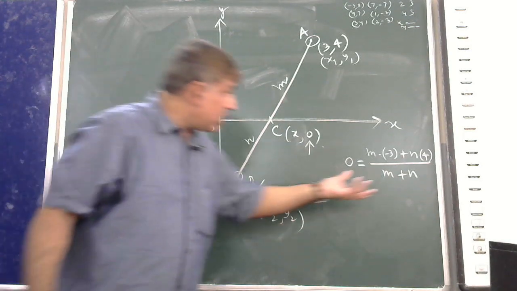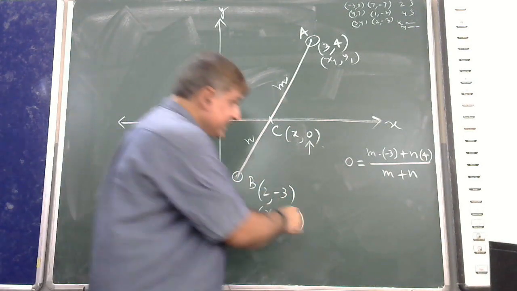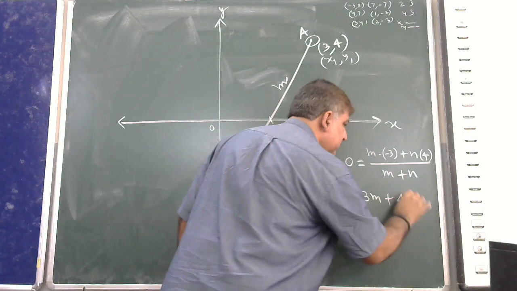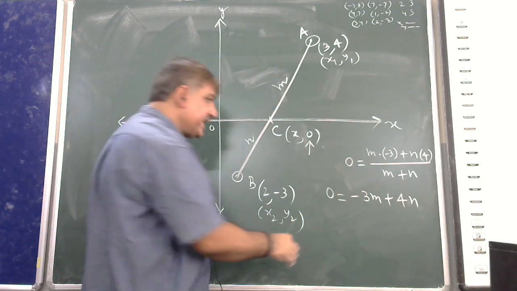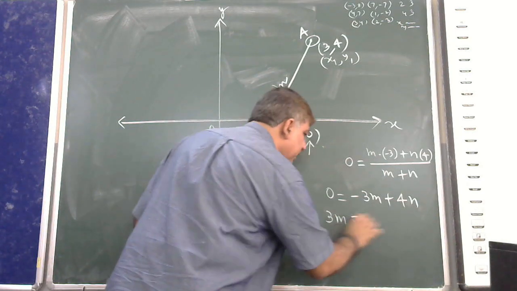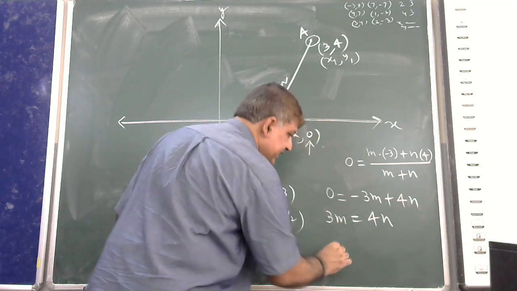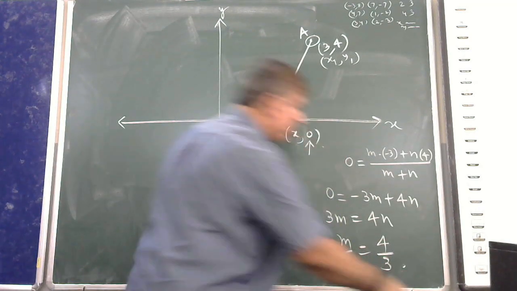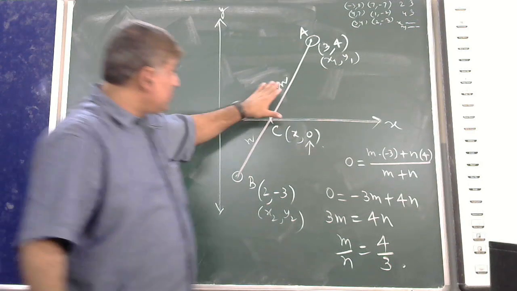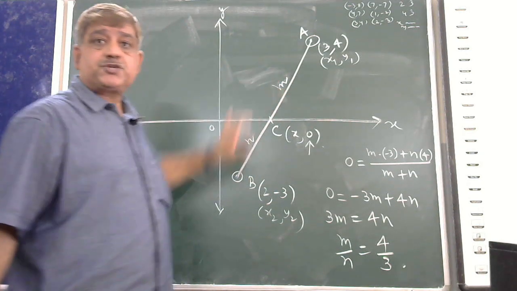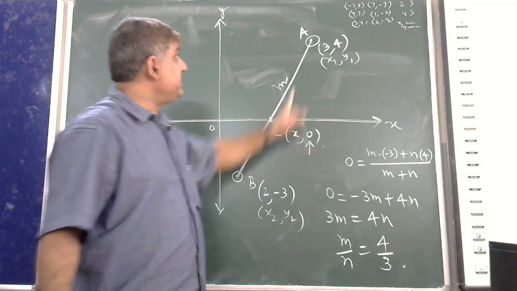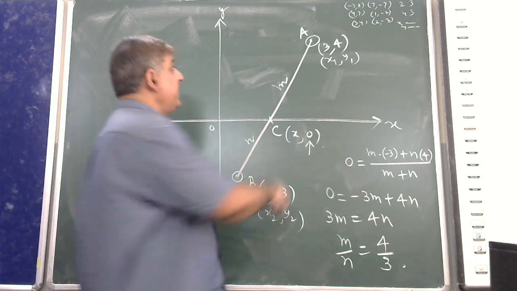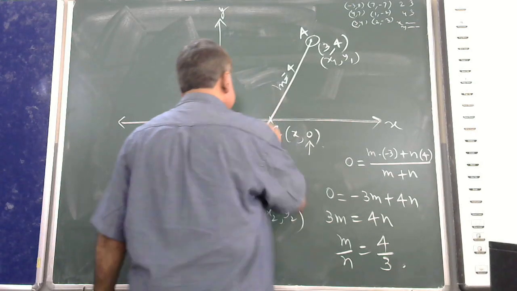Now, after cross multiplication, what will you get here? 0 is equal to minus 3m plus 4n. Now, this 3m you can take to the other side. 3m is equal to 4n. So, m by n, this ratio you are getting is 4 by 3. Means this ratio m is to n is 4 is to 3. Means the x-axis divides the line segment in the ratio of 4 is to 3.